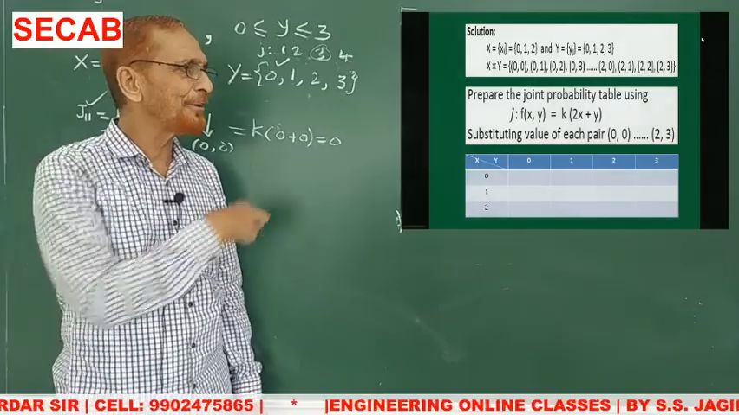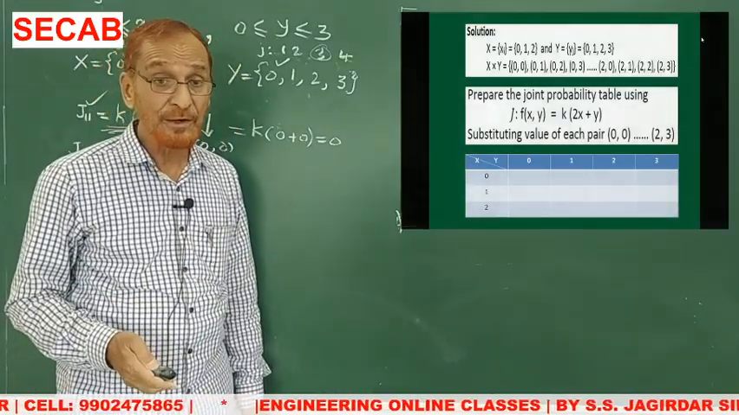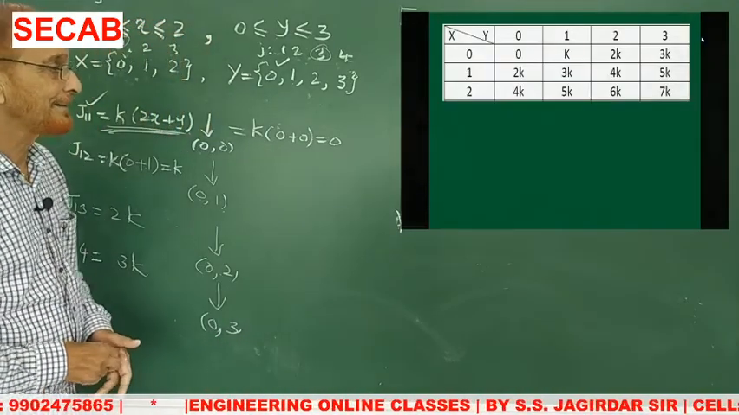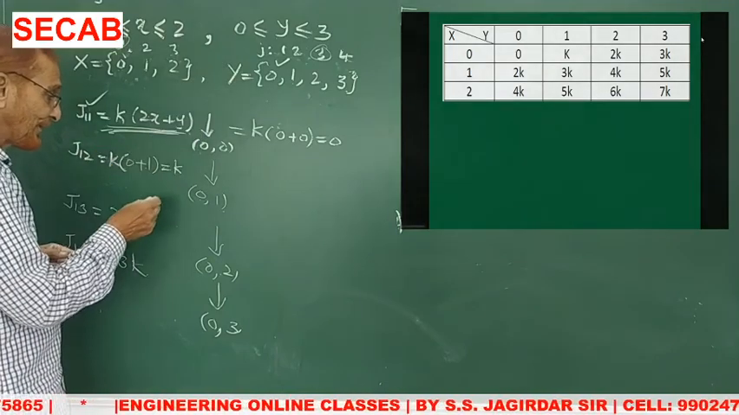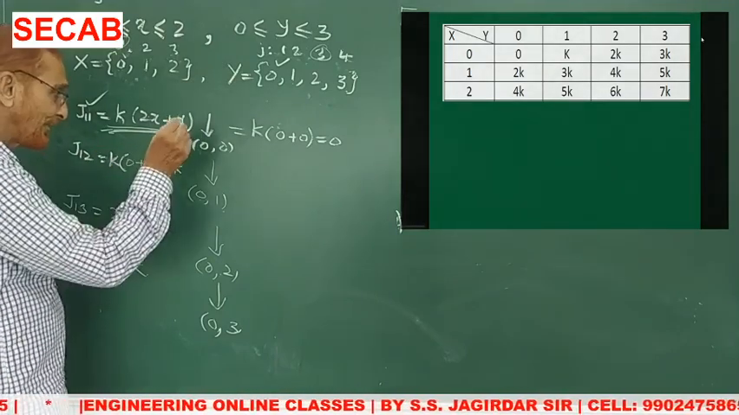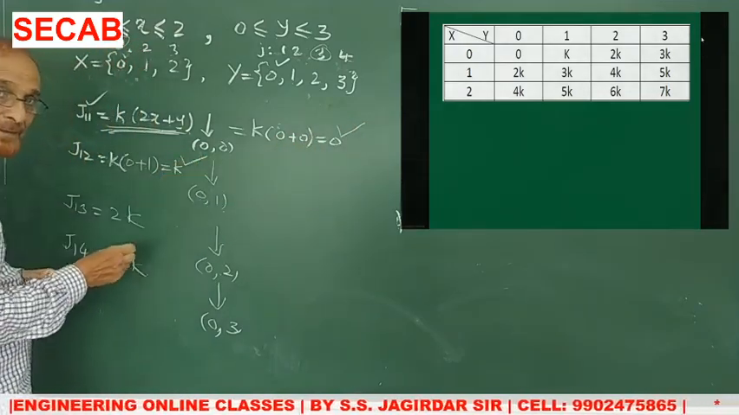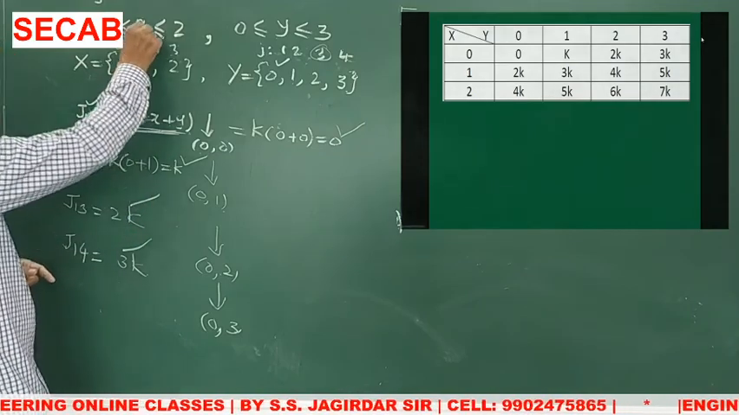In this way you have to complete all the boxes. You have to fill up all the boxes in the JP table. And if you can do this way, then you will get this. Already answers are ready. First, observe the first row. What is there? First row is 0, yes. Then k, yes. Then it is 2k, yes. Then 3k. We have worked out with 1.